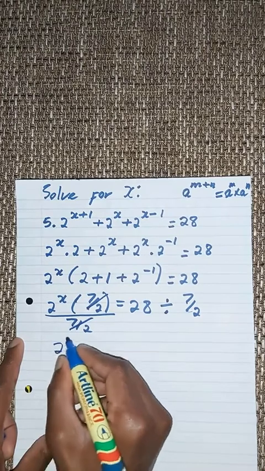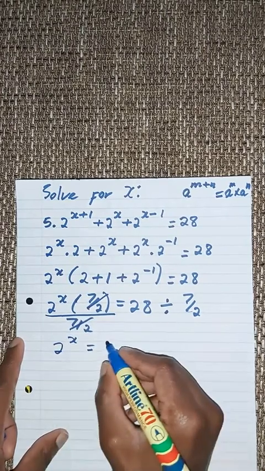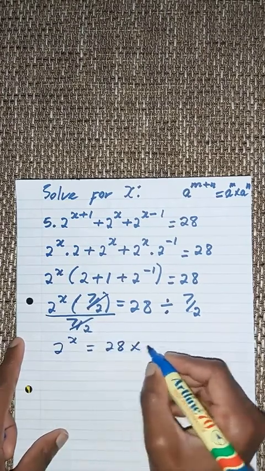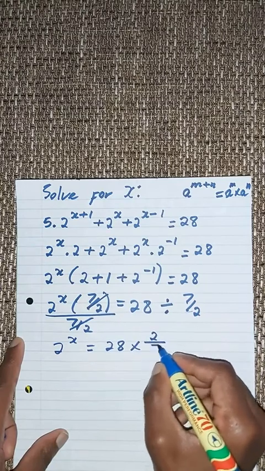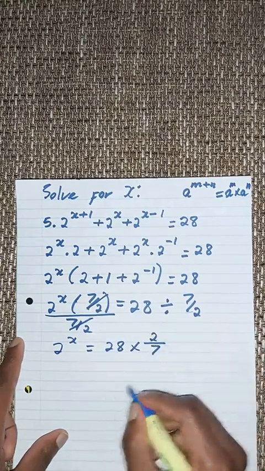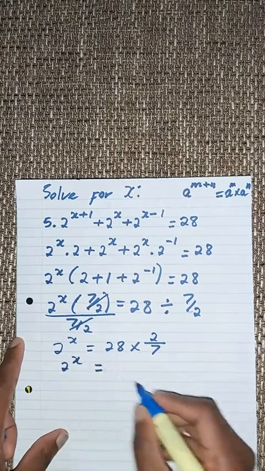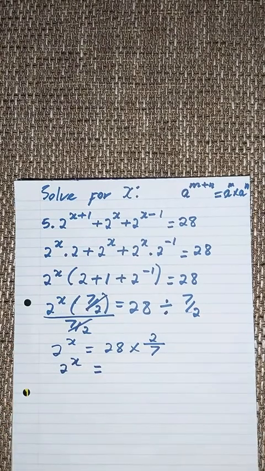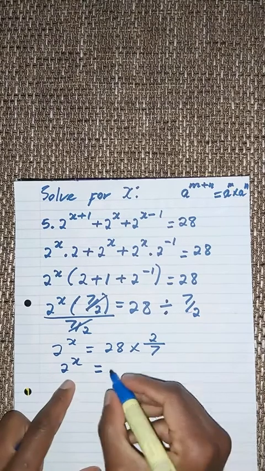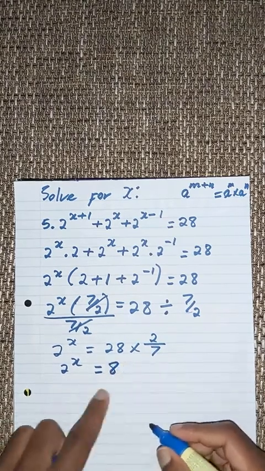I will remain with 2 to the power of x is equal to 28 times 2 over 7, right? And then I will have 2 to the power of x is equal to, I can quickly do this on the calculator. 28 times 2 over 7 is 8, right? We get 8.